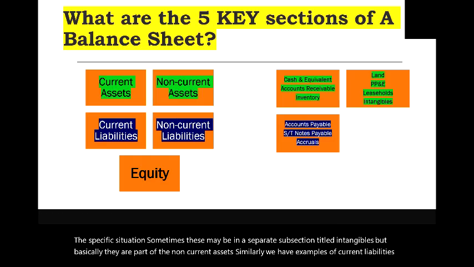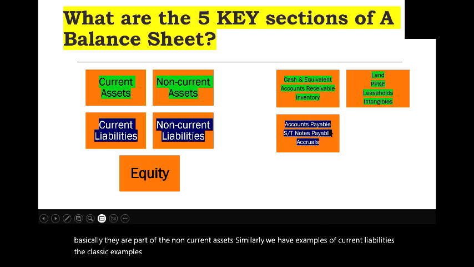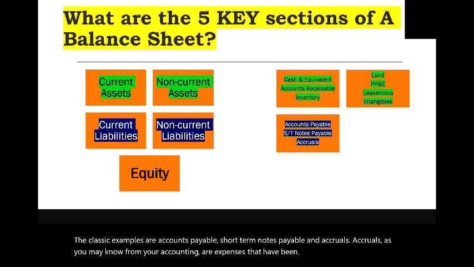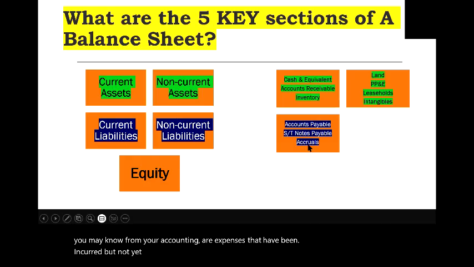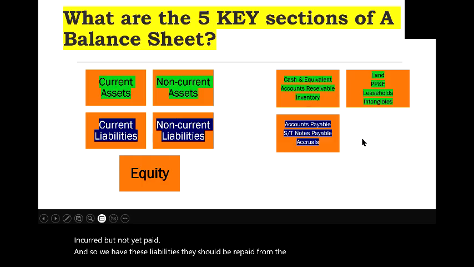The classic examples are accounts payable, short-term notes payable, and accruals. Accruals, as you may know from your accounting, are expenses that have been incurred but not yet paid. And so we have these liabilities, they should be repaid from the conversion of the current assets.